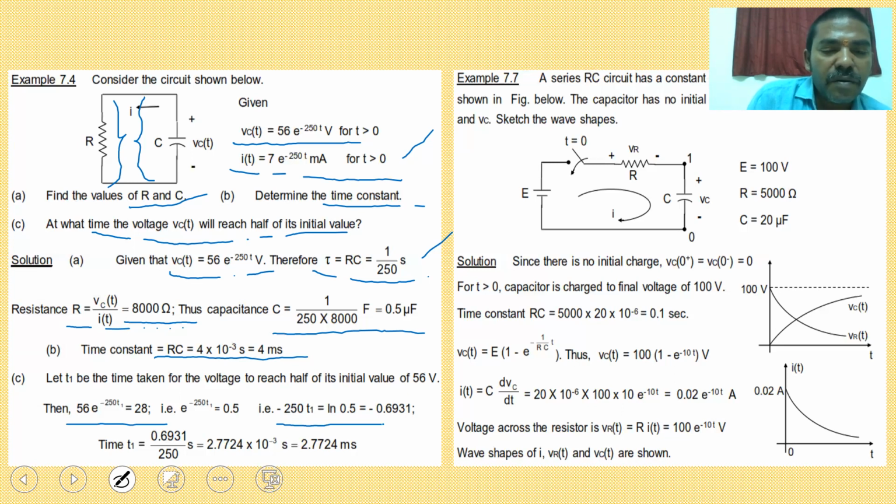So that is equal to minus 0.6931. So t is equal to minus 0.6931 divided by minus 250. Then you can get 2.7724 milliseconds. So like this you have to go for the calculations for the given problem.